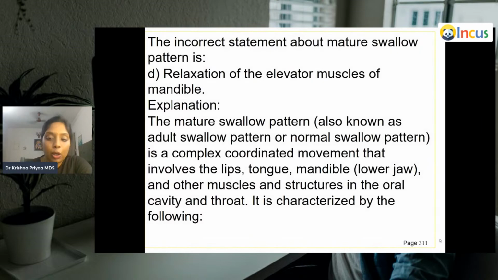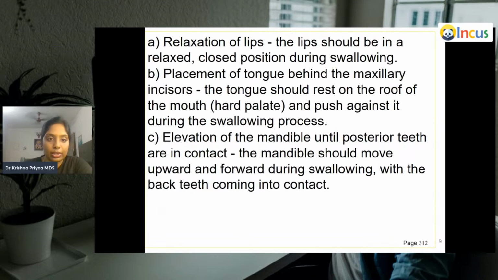So the mature swallow pattern, also known as the normal swallow pattern, is a complex coordinated movement, as we all know, including the lips, tongue, the mandible, and other muscular structures associated with it. It starts with these steps. First one is the relaxation of lips. The lips should be in a relaxed, closed position. Second, the tongue should be placed behind the maxillary incisors, and should rest on the roof of the mouth while swallowing, pushing against it during the swallowing process.